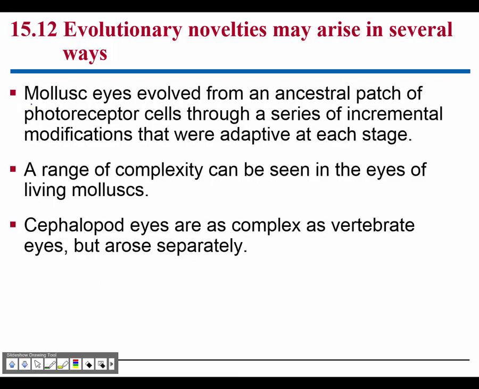So mollusk eyes evolved from an ancestral patch of photoreceptor cells, right? Just a patch of cells, and then they were adaptive. And so we can see this whole range of complexity in mollusks. Cephalopod eyes are as complex as vertebrate eyes, but arose separately. They did not evolve from a common ancestor, meaning they evolved in a separate lineage, which is very rare, but it shows how important the eye is.